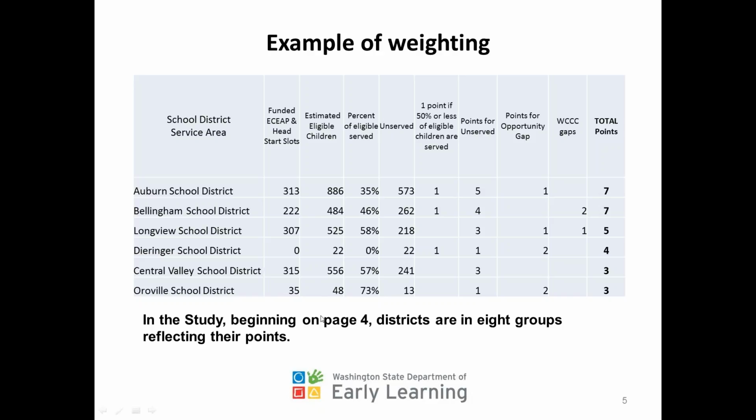On page 4 of the study document, you'll see that the school districts are in 8 groups reflecting their points. So we have 7 districts in priority group 1, 9 districts in priority group 2, each with 7 points. If you go all the way to the back page for priority group 8, we have 57 districts that have 0 points.